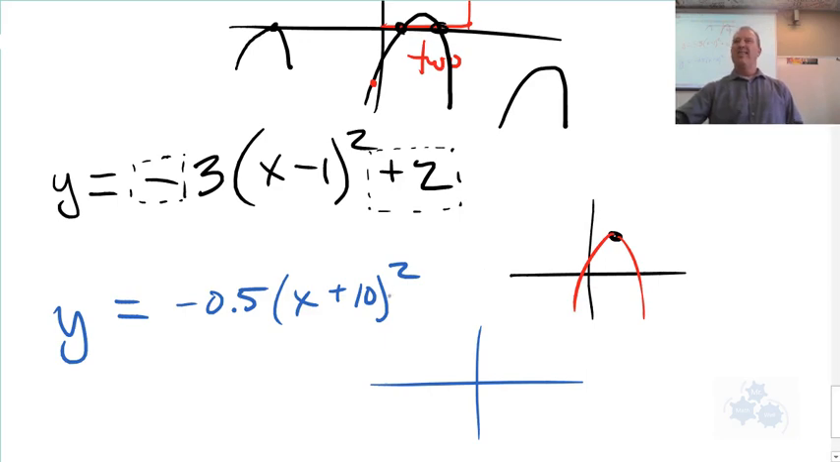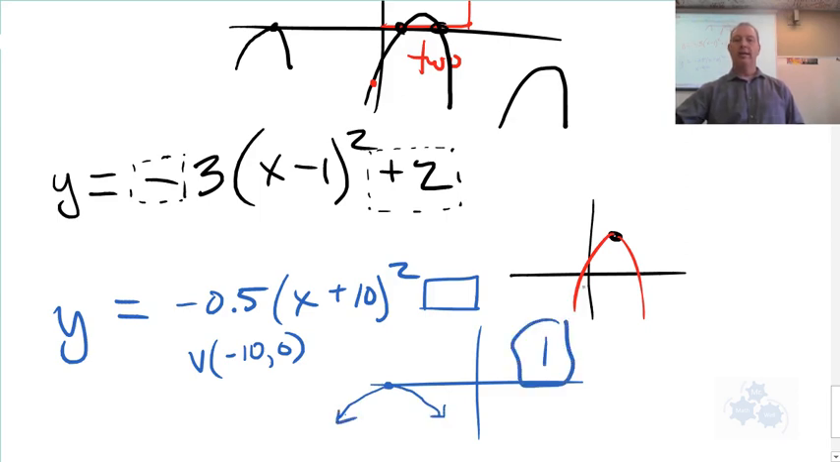Okay, so where is the vertex? What's the vertex here? It is negative 10, comma what? 0. So that means it is on the x-axis. Which way does it open? Doesn't matter, does it, actually? But it opens down and it's wide. So there is one intercept. Okay? One intercept. All right.